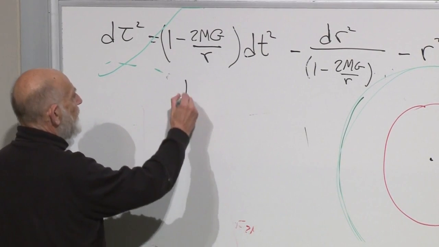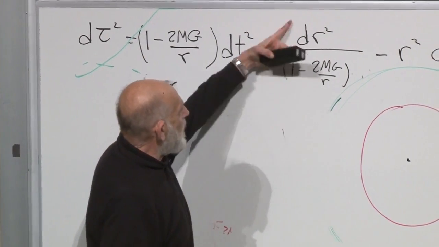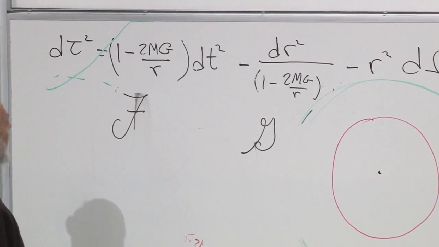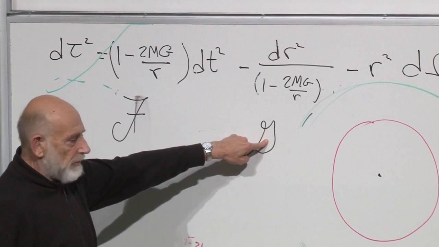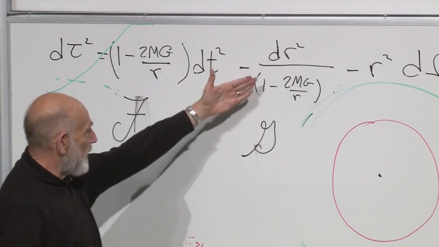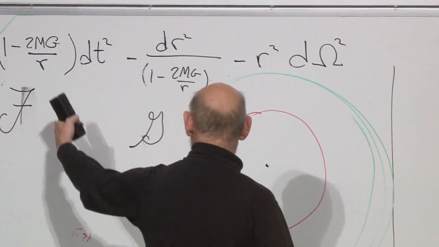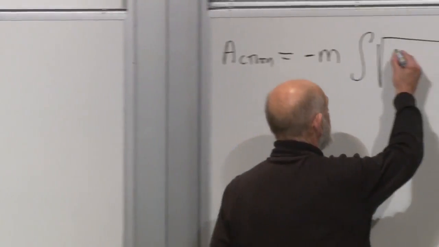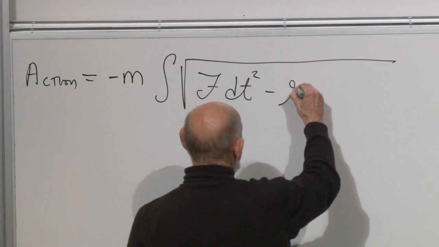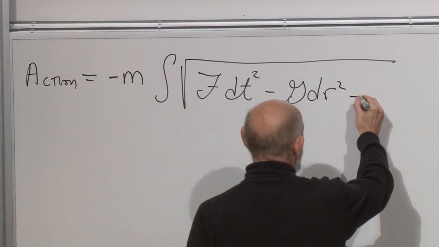We're going to call this object script F, and 1 over it I will call script G. The reason I'm using script is because I didn't want to use just ordinary G. So I call this one script G, but then I said, well, I better call this one script F. Okay, so this is script F and script G. It's script F times dt squared minus script G times dr squared, and then finally minus r squared.